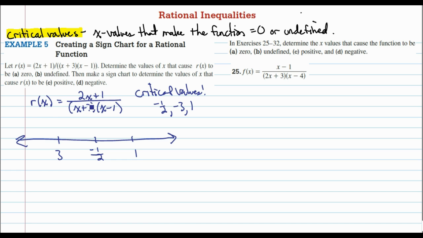Now the shape of the function I'm going to test on my number line is 1 quantity in the numerator and 2 quantities in the denominator. So I'm going to create that shape in every piece of my number line.